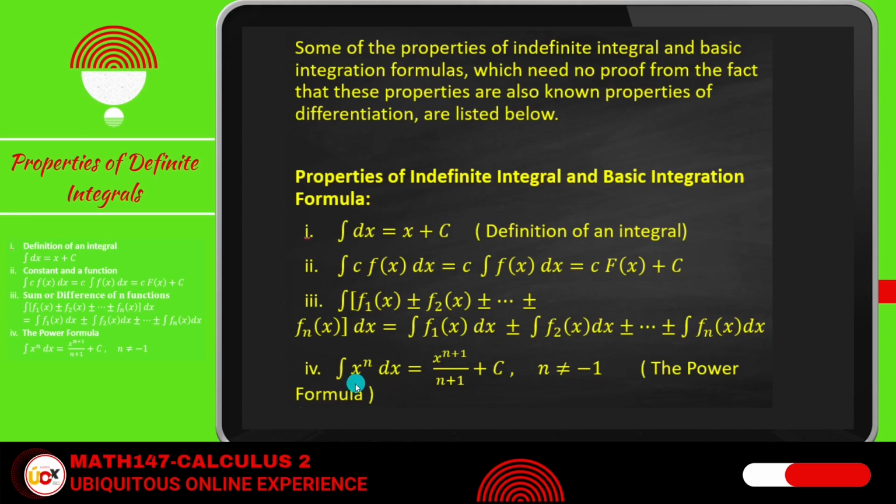And the power formula is of the form integral of x to the n dx. And this is equal to x to the n plus 1 over n plus 1 plus the constant c, provided that the value of n is not equal to negative 1. So you can easily apply this by increasing the exponent by 1. So you have x raised to n plus 1 divided by n plus 1 plus the constant c.